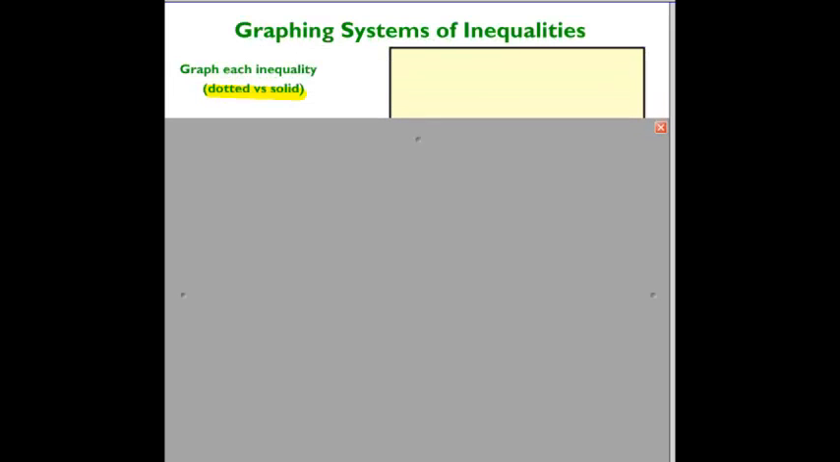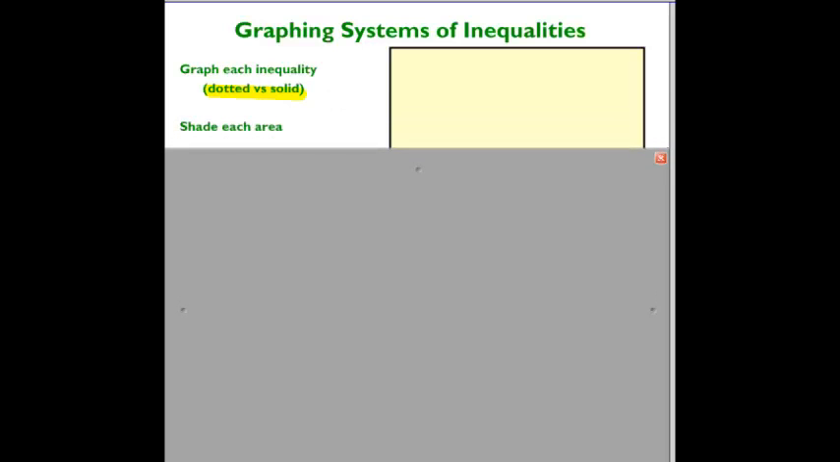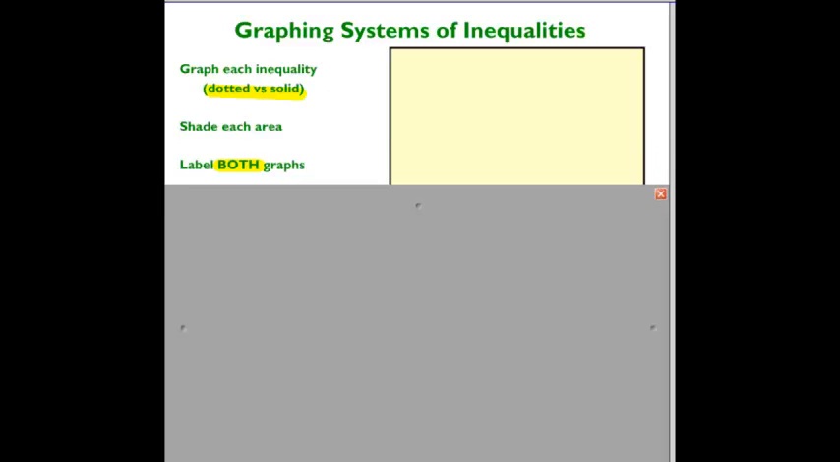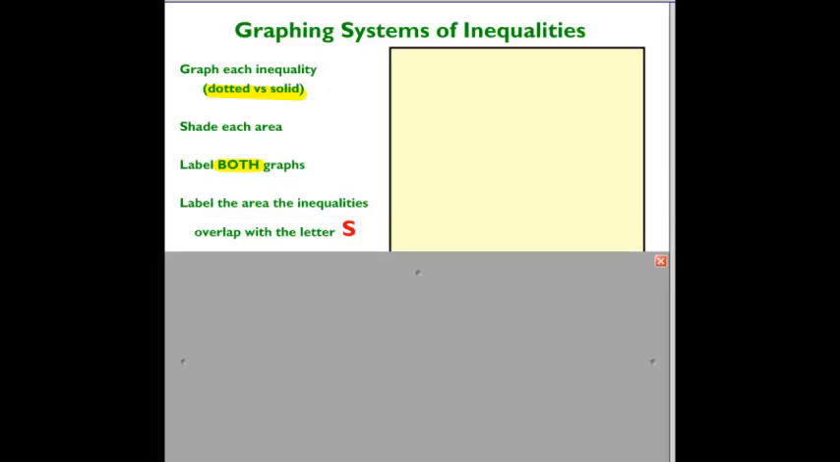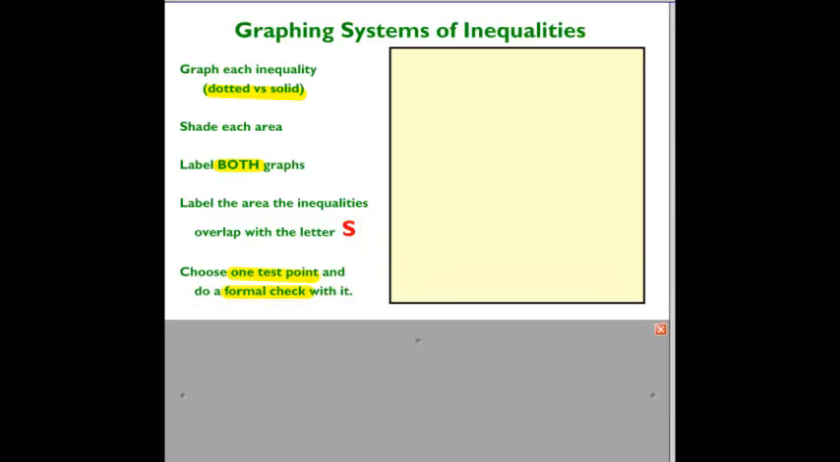Step number 1, graph each inequality. Pay attention to dotted versus solid. Step 2, shade and label the inequality area. Okay, so shading and labeling goes on that step 2. Step 3, you label the overlapping areas with the capital letter S. And step 4, not to be neglected, is choose one test point and do a formal check with it. So this is step 1, these guys are step 2, this is step 3, and this is step 4.